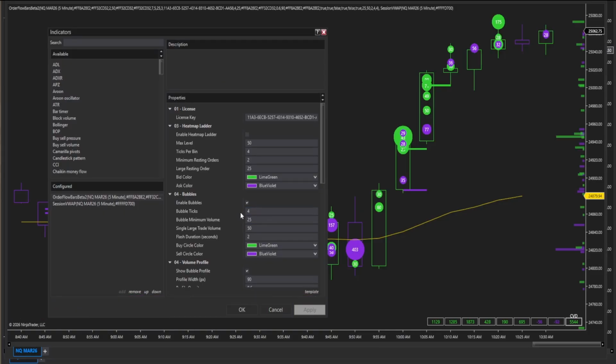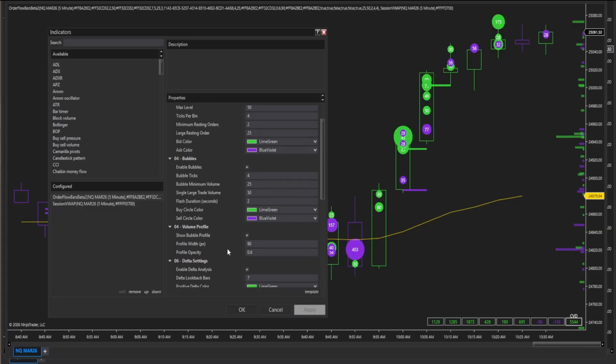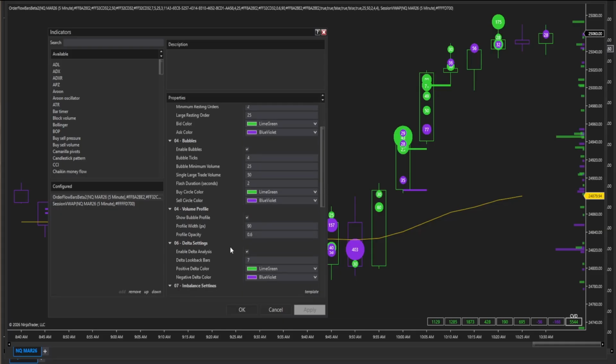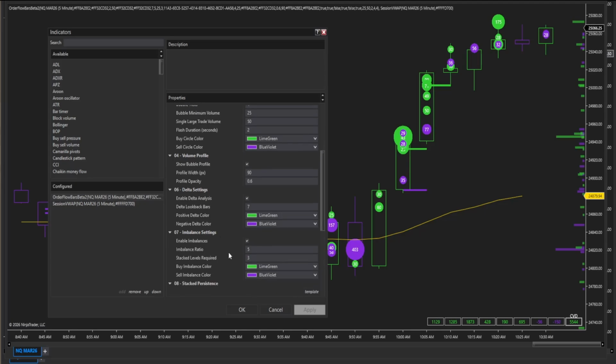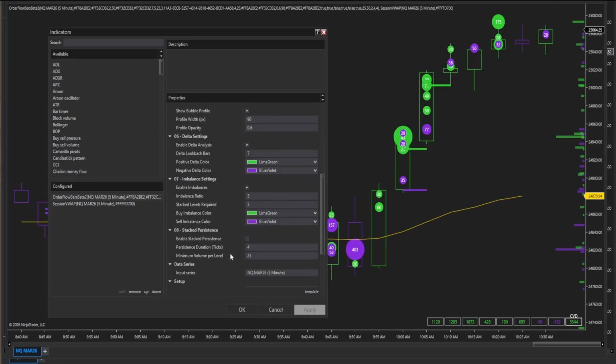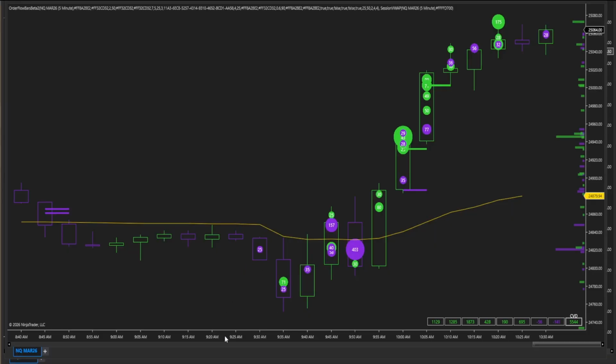The settings that I have: the bubble ticks are set to 4, so that's basically 1 point for the NQ, and the minimum volume is 25, and the single large trade volume is 50. And the flash duration is set to 2, but for some reason I don't see that working, so I've got to look into that, but that's not a priority right now. The volume profile, that's my settings. And then, of course, the delta settings and the imbalance settings, and then stack persistence. I don't have that enabled on the 5 minute, but the stack persistence is going to be released tonight.